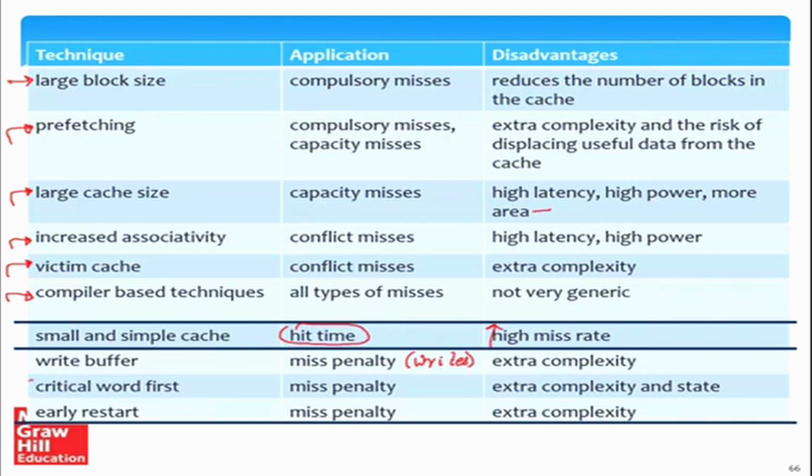For read misses, we have a combination of these techniques: early restart and critical word first. There is some amount of extra state and extra complexity, but the advantage is that it allows the processor to go ahead, because we give preference to the data that originally caused the miss, right? The 4 bytes or 8 bytes the processor wanted to read. If we give preference to that data, it helps us restart the execution of the program sooner.